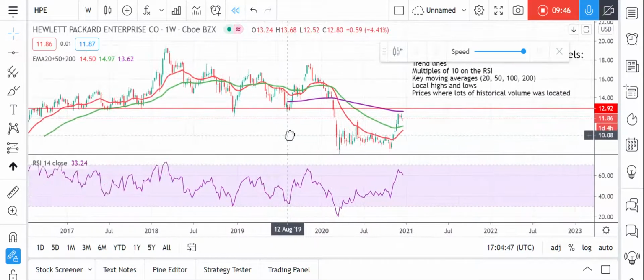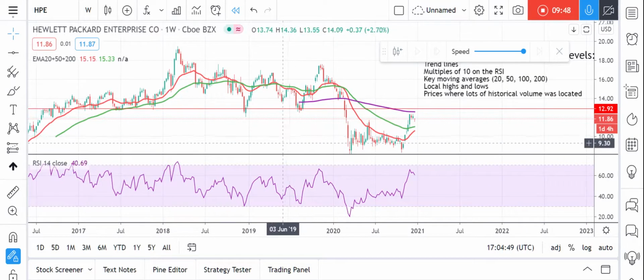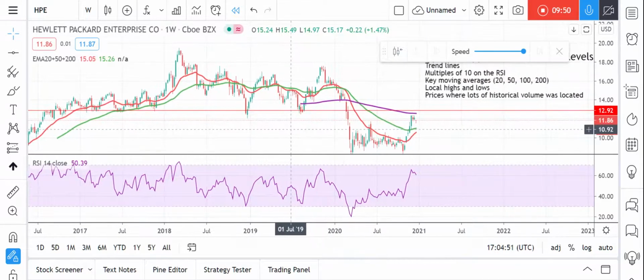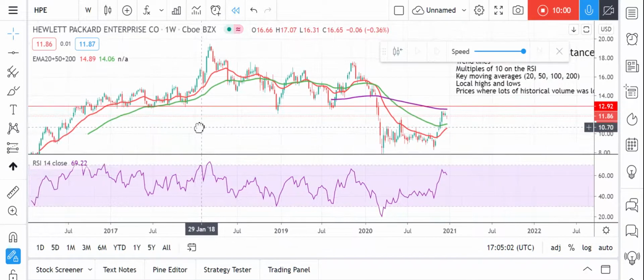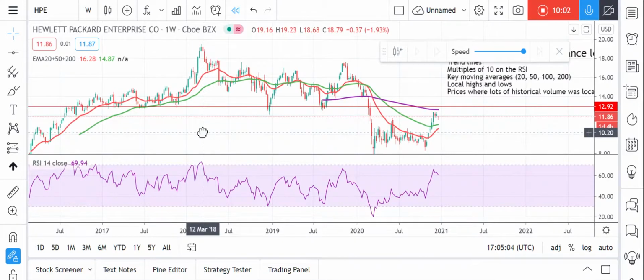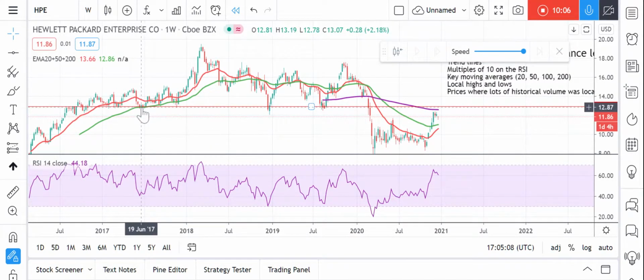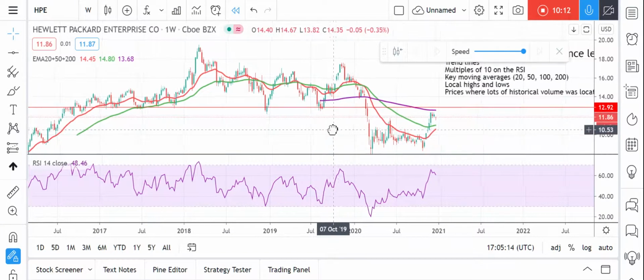The thing about turning points is that they traditionally have a lot of historical volume located there. So if a lot of people have bought or sold at that level in the past, then they're likely to buy or sell there again in the future. In this case, most of the historical orders are going to be on the buy side. So this probably is going to be more of a support level than a resistance level in the future.